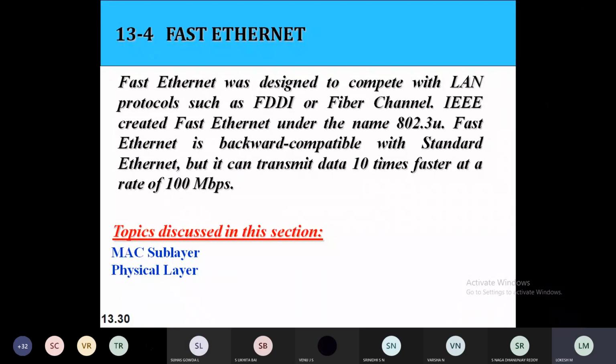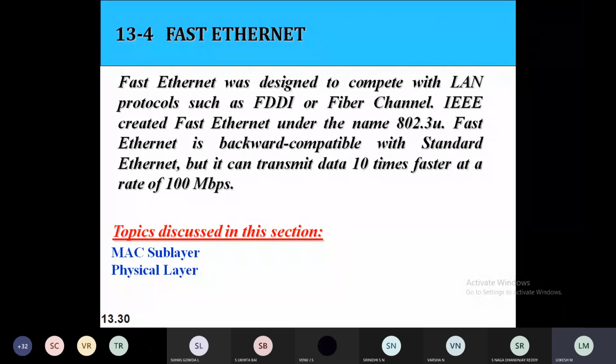Okay, today we'll discuss Fast Ethernet. Fast Ethernet is designed to compete with LAN protocols such as FDDI and Fibre Channel. FDDI means Fiber Distributed Data Interface. IEEE created Fast Ethernet under the code 802.3u.